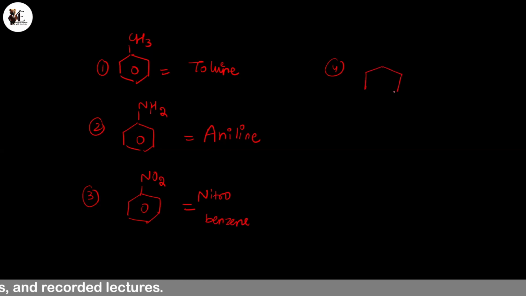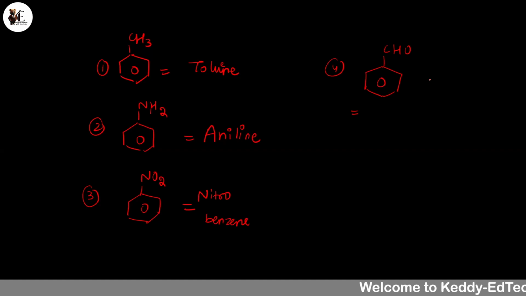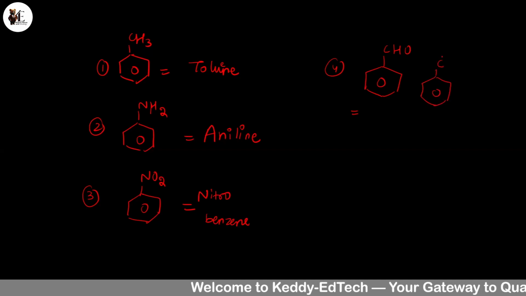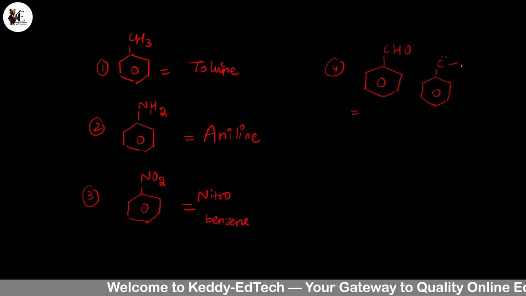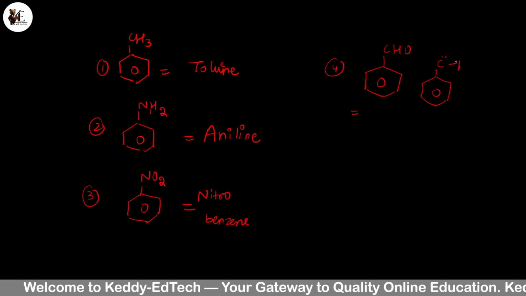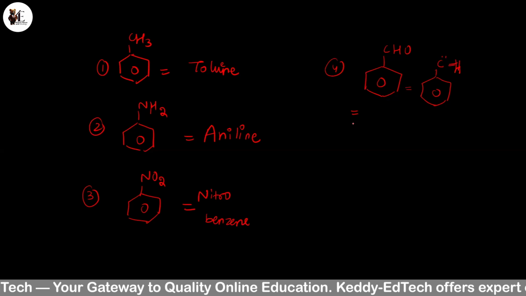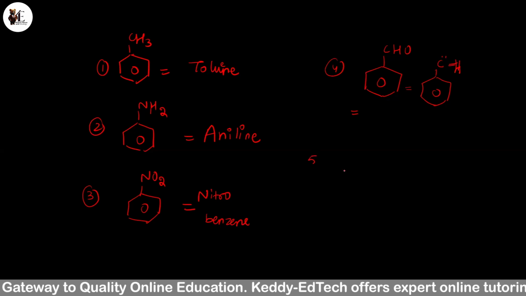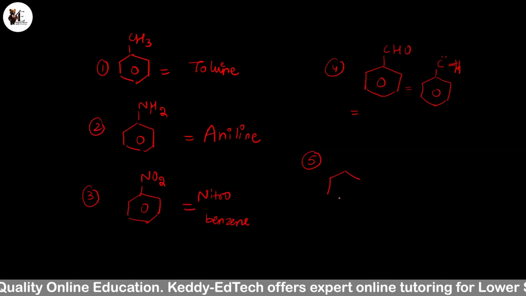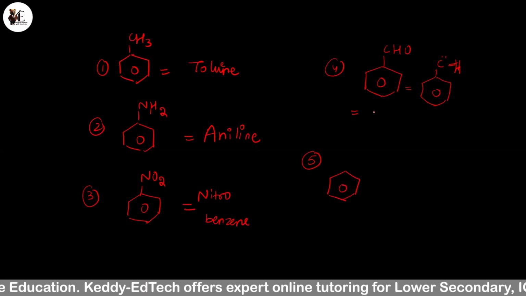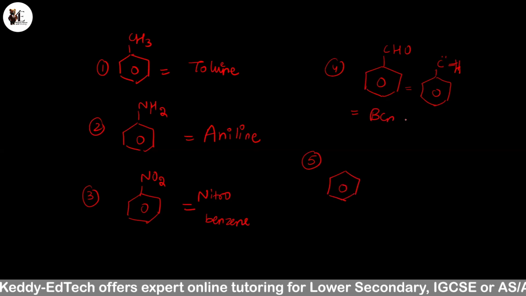Okay. What is the name of this compound, Shama? You can write this compound like this also: C double bond OH. And we have already studied that this C double bond OH is your aldehyde group. So it should be benzaldehyde. Yes, it is benzaldehyde.